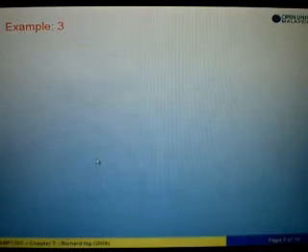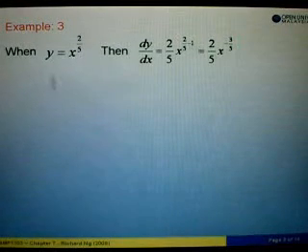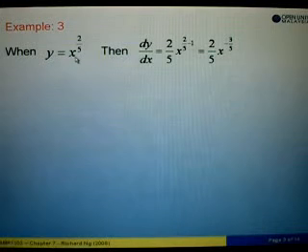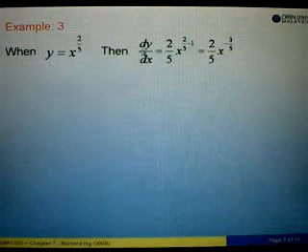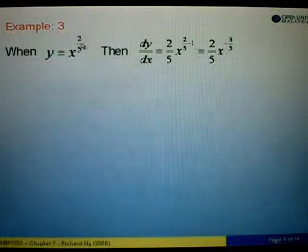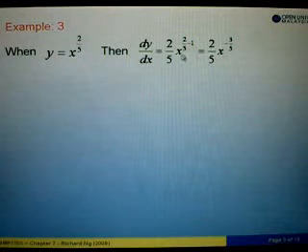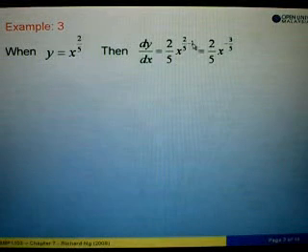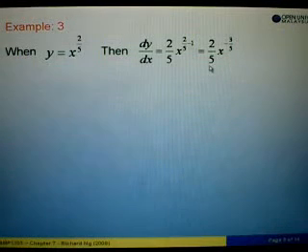Now let's look at another example. When we are given y equals x to the power of 2 over 5, then dy over dx, we have to bring out the power, which is 2 over 5, times x. Then what do we do with the power? We minus 1. So 2 over 5 minus 1 gives us negative 3 over 5. So the answer is 2 over 5 x to the power of negative 3 over 5.